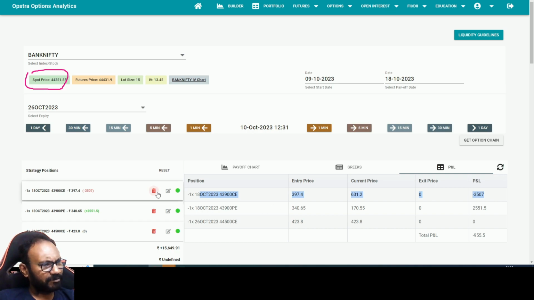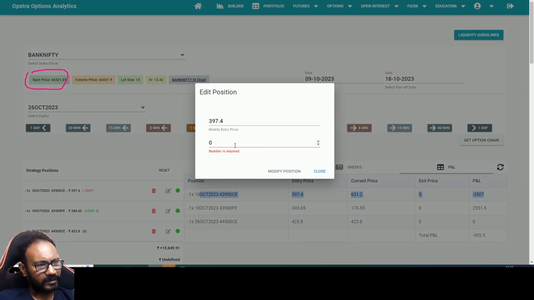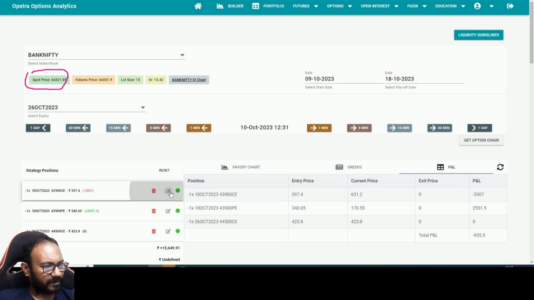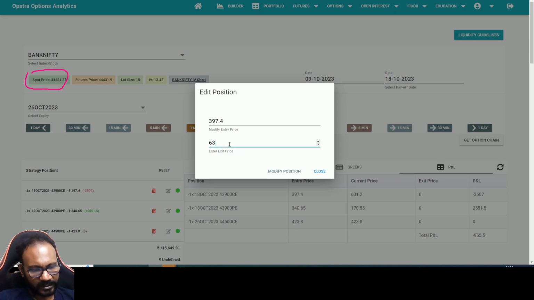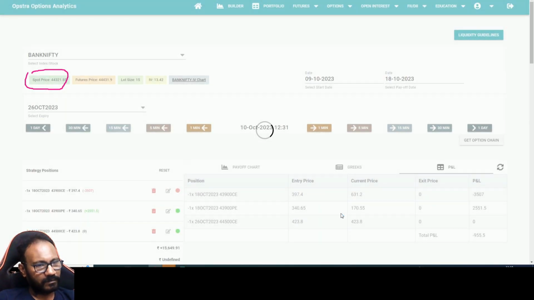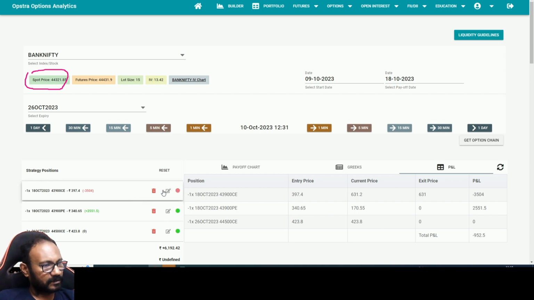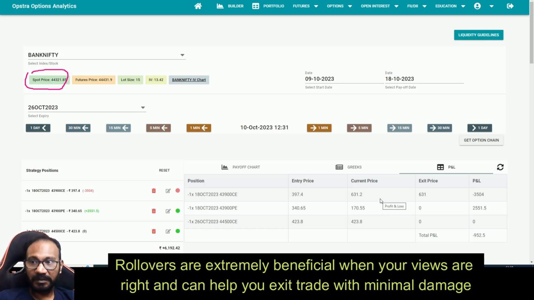But if I decided, okay, let me close this leg, it is very dangerous. I don't want to keep so much, and I'm exiting at 631. Let's say 631. Now this position is closed, but I have a current week expiry of put and the next week expiry of calls. Now this is called a rollover. All right. So rollovers are extremely resourceful if you are very sure of the views.